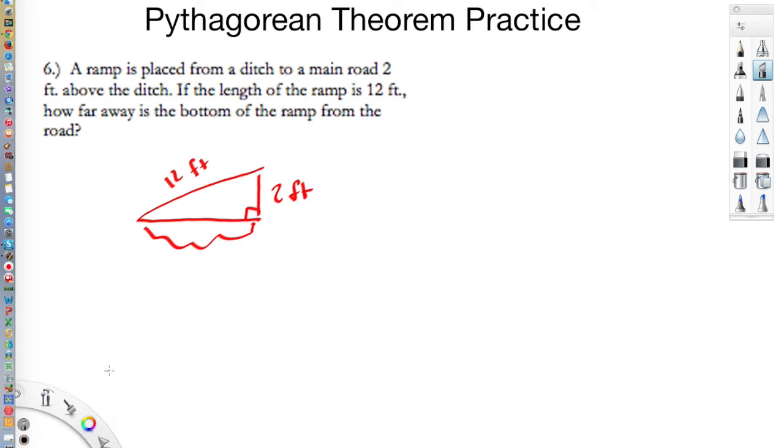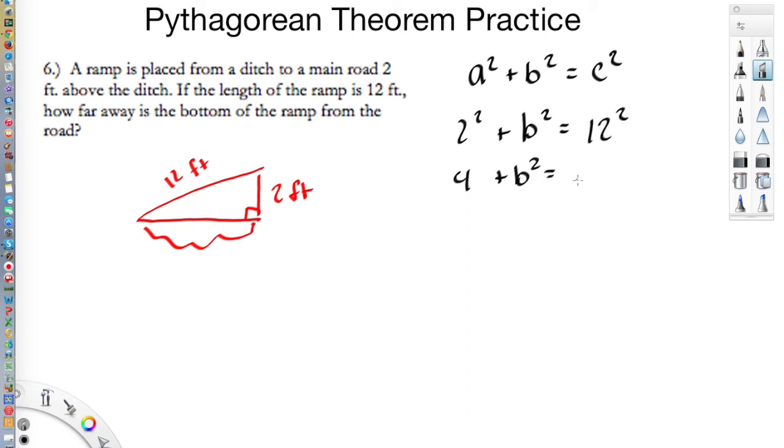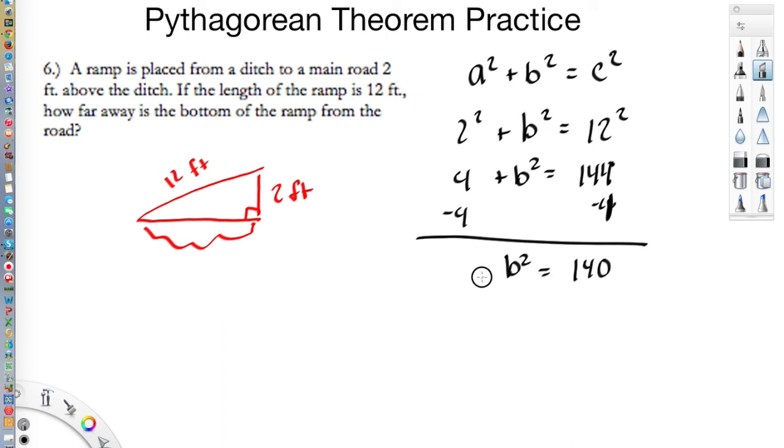Let's use the Pythagorean theorem. We've got a squared plus b squared is equal to c squared. The height is 2. The base we don't know. That's how far the bottom is away from the road. We know the length of the ramp, that's c, that's our hypotenuse. That's 12 squared. So we have 4 plus b squared is equal to 144. We subtract 4 from both sides. And we get b squared is equal to 140. Okay, and we want to find the square root of b squared, which is b.